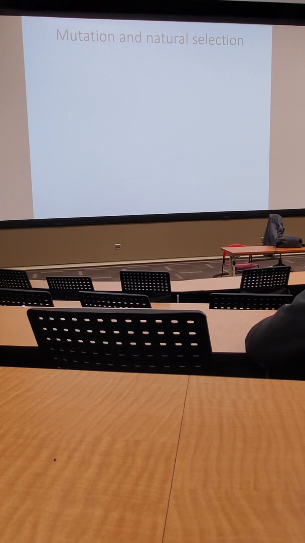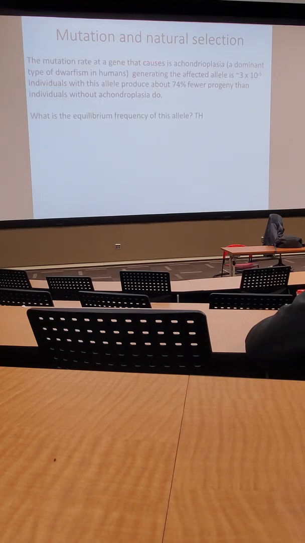So what is the allele frequency going to be? This is the Top Hat question that we're not going to end up doing. We'll do it, but we're not going to answer it in Top Hat. So there's a mutation rate of a gene which causes achondroplasia, that's a human trait of dominant dwarfism. So it generates the affected allele at that rate. People have measured the mutation rate at the gene. This allele produces, it should say, individuals who produce 74% fewer progeny. So that's the fitness metric.